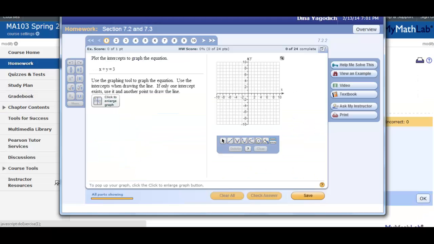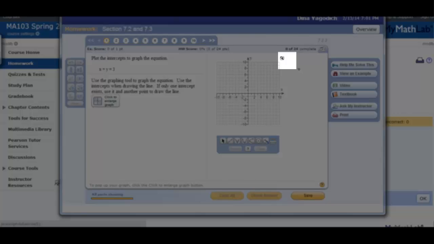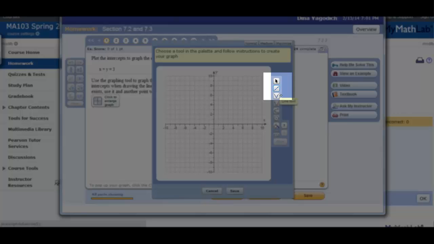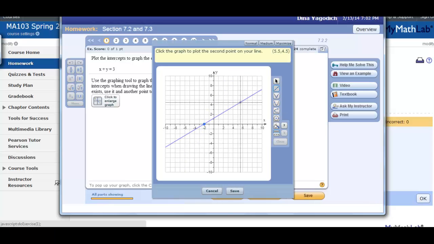Before we talk further about how to graph equations, I want to show how you do this in my math lab. You'll have a question similar to this, and the best thing to do is to hit this magnifying glass. When you do that, the graph becomes much larger. If I want to graph a line, you click on the line, and then you plot your first point. You click, and then you move until your second point is where you'd like it to be, and click again, and then you hit save.